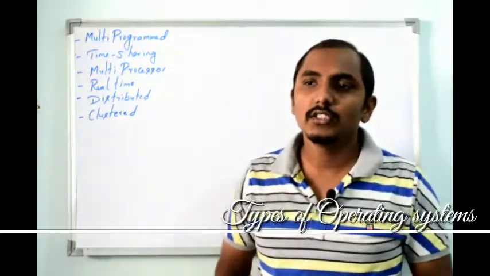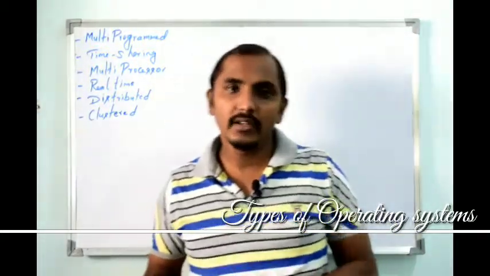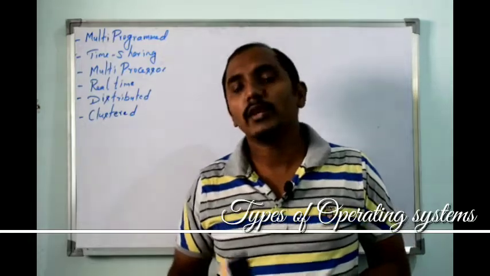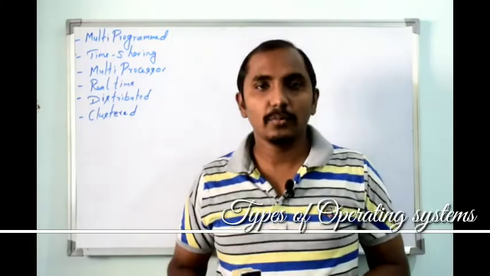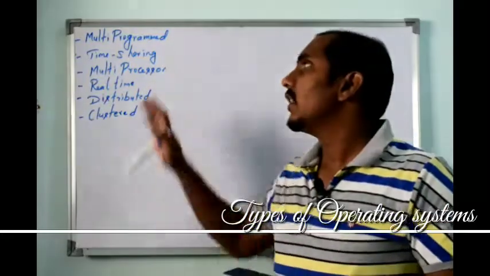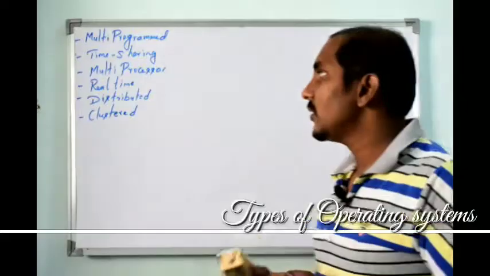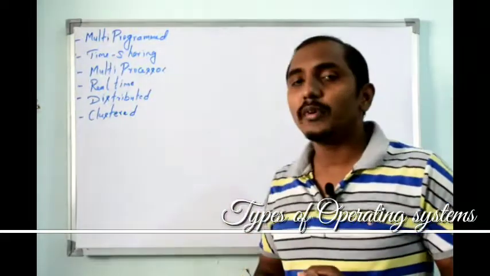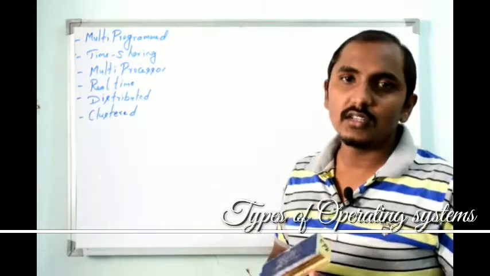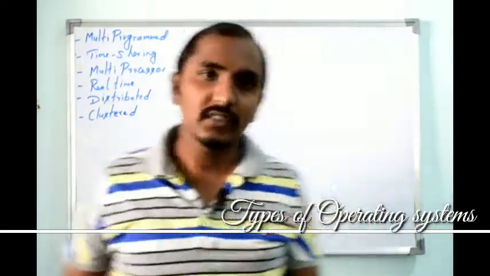In the previous class, we discussed what an operating system is and some basic details regarding it. Coming to the types of operating system, I have explained only one type, which is the batch operating system. The rest of the things we are going to discuss are the multi-programmed operating system, time-sharing operating system, multiprocessor operating system, real-time operating system, distributed operating system, and clustered operating system. We are going to discuss these types in this session.